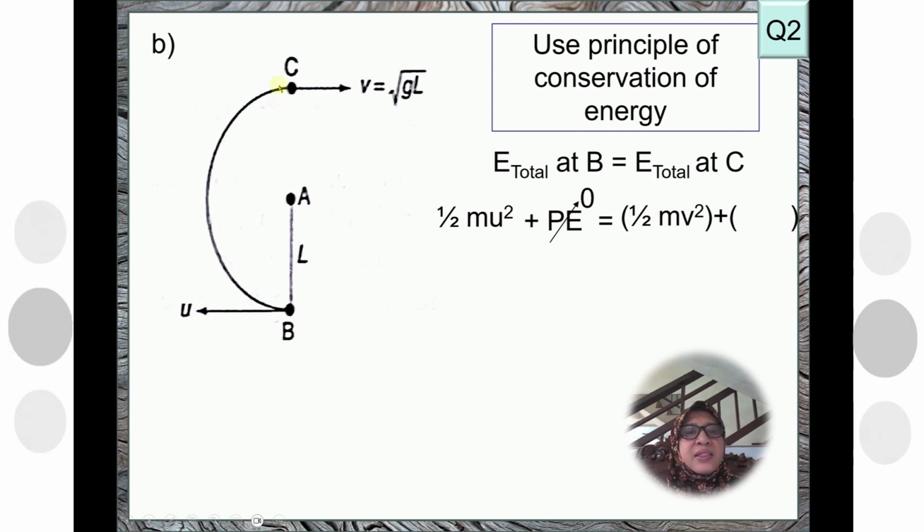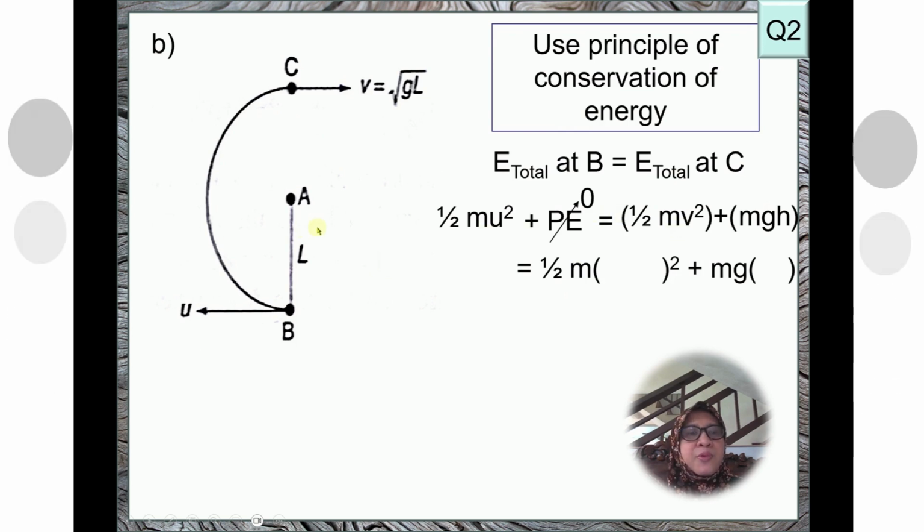So the kinetic energy at C will be half mv squared. We can substitute v into here, and then potential energy at C, we use mgh. The v is from the previous question b, where we get v equals the square root of gL. So we substitute into here. The h is the diameter of the circular track, which is 2L, because the length of the string is L. That means the diameter of the circle is 2L.